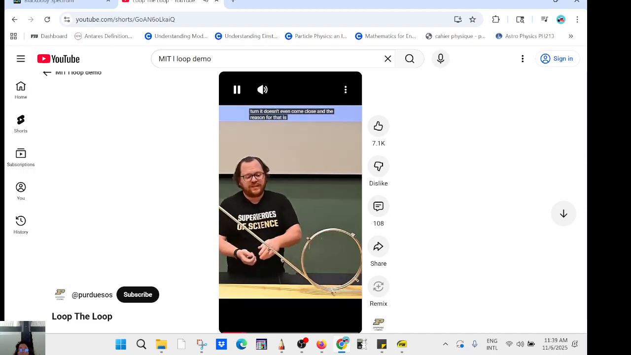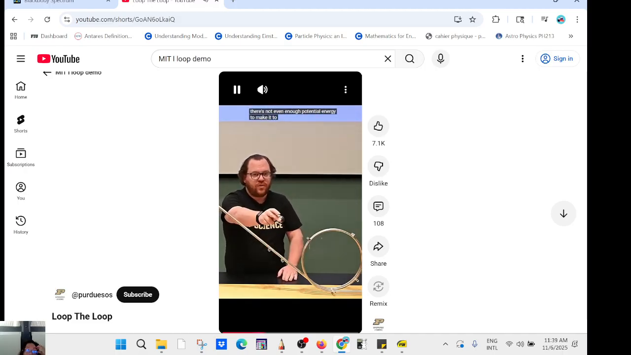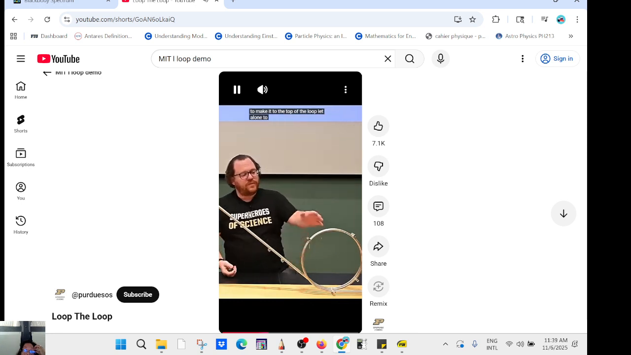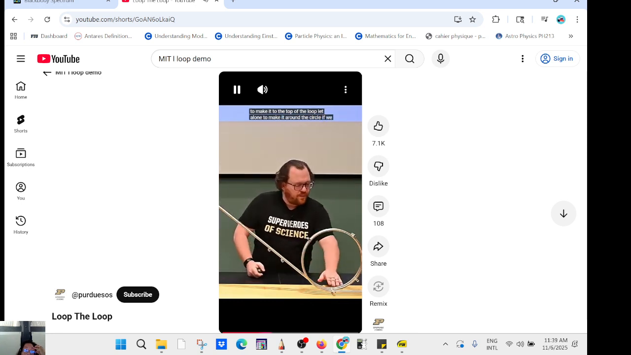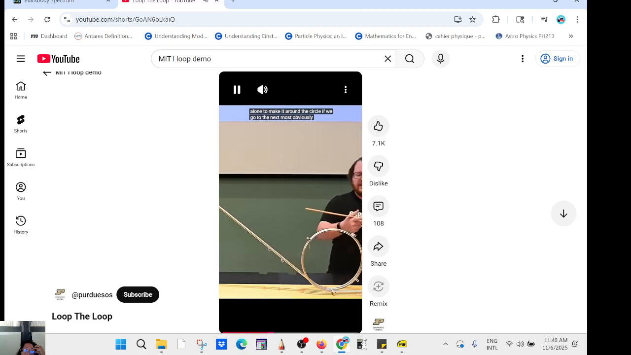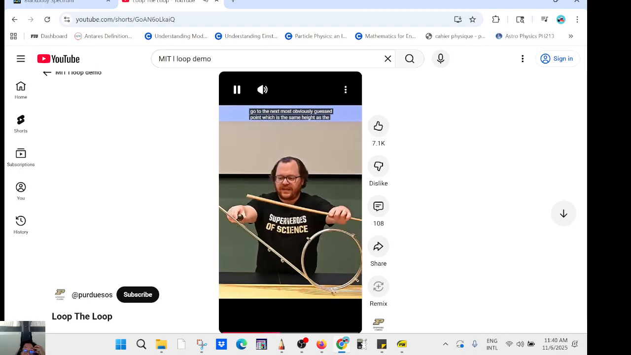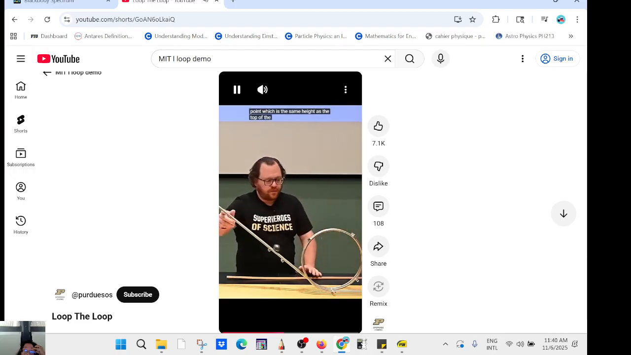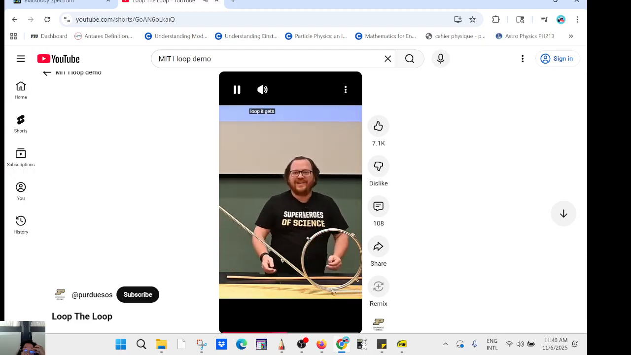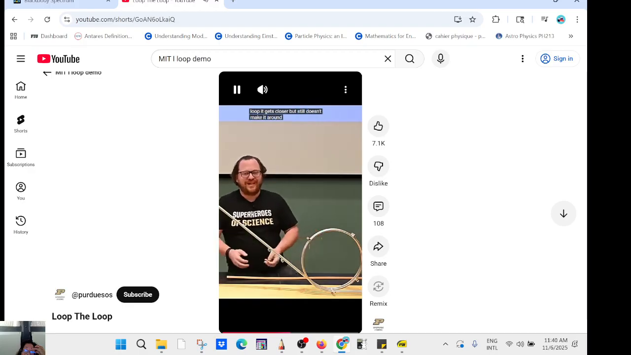And the reason for that is because if we start the marble down here, then its starting energy is not even high enough. Here it only has potential energy when I release it. There's not even enough potential energy to make it to the top of the loop, let alone around the circle. If we go to the next most obviously guessed point, which is the same height as the top of the loop, it gets closer, but still doesn't make it around the circle.